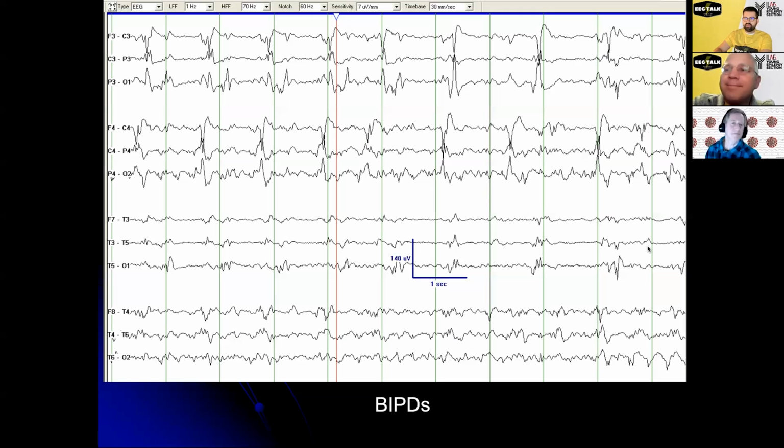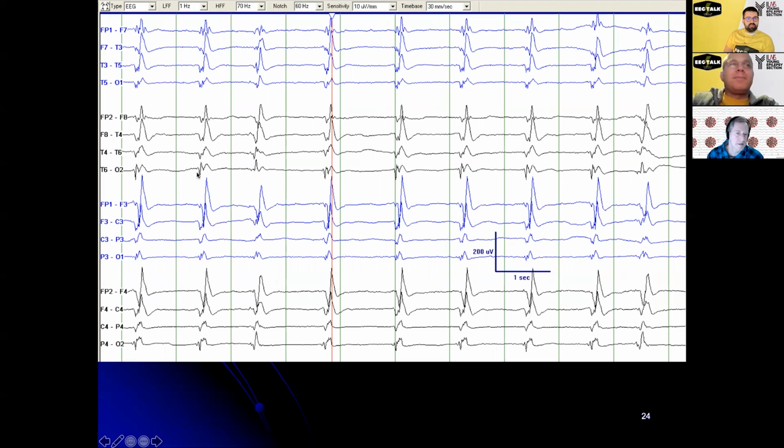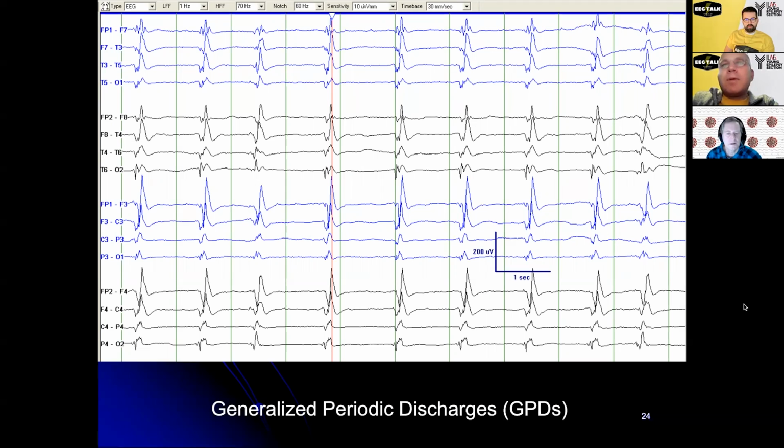All right, so here's one. See, everything's nice and synchronous and time locked, and they're all over the place. So it's a classic generalized pattern, and they're periodic. So this is a classic GPDs. And what do you think's wrong? I bet this is a patient with an anoxic brain injury because of the flat EEG between the discharges. Yep, exactly. Let's see what's next.